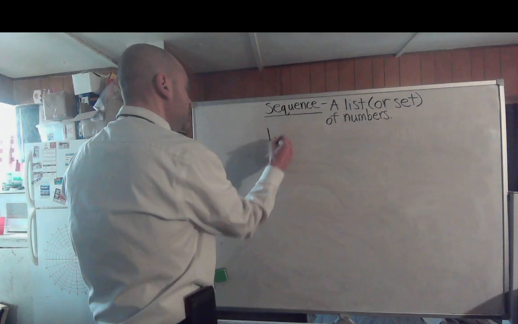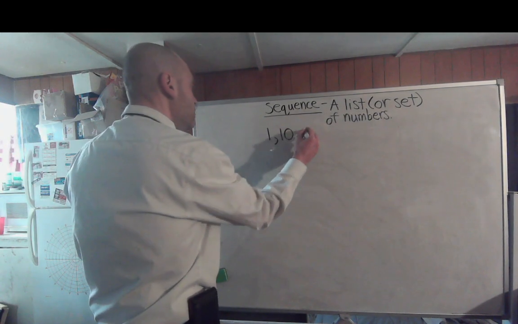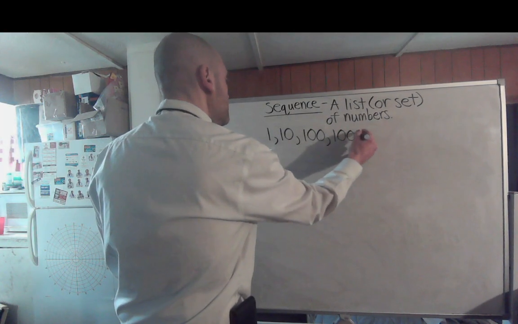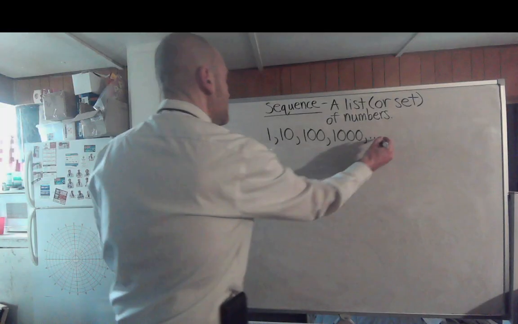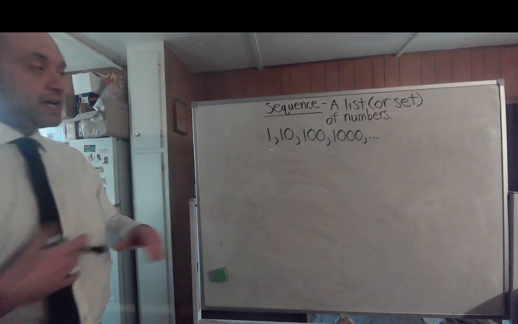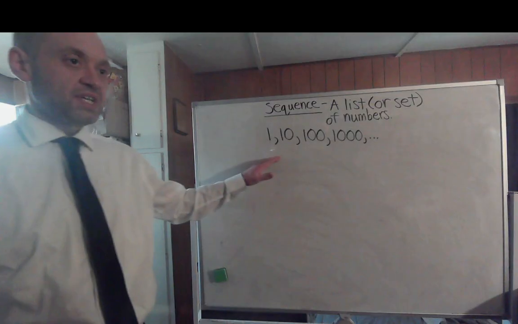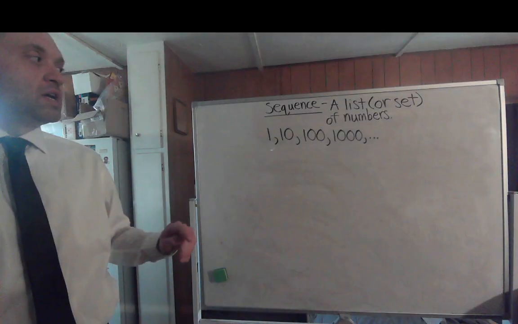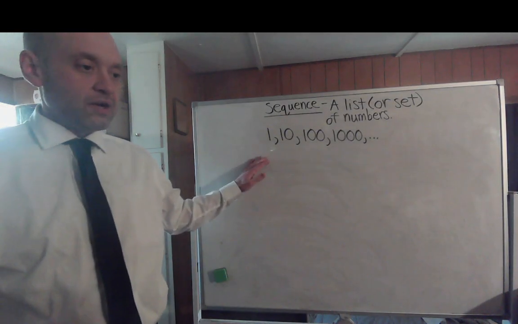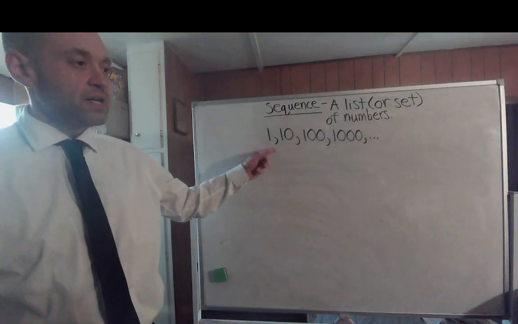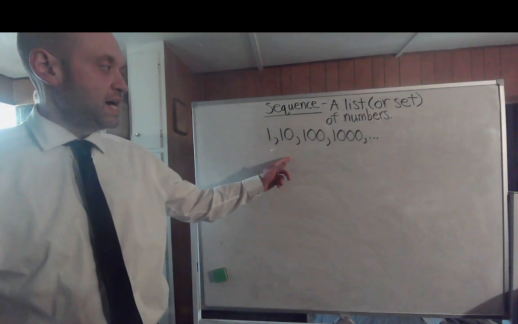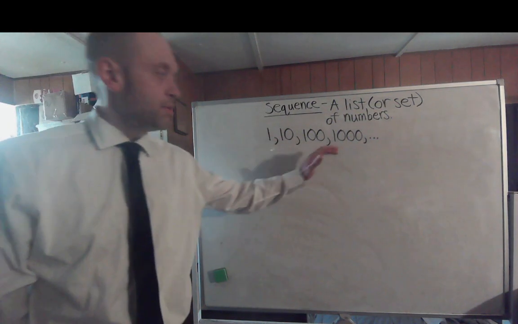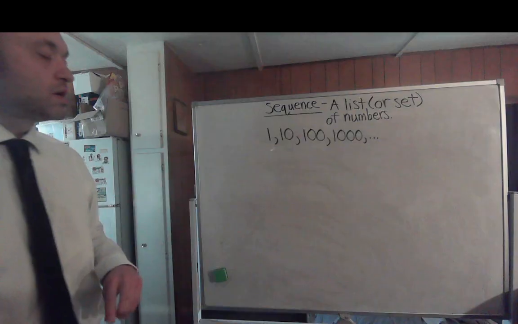We have 1, 10, 100, 1,000, ... Okay, so we have 4 terms in a sequence again here. We have 1, 10, 100, and 1,000. So do we notice a pattern? Every number you seem to multiply by 10. You seem to keep going up and up and up and multiplying by 10.